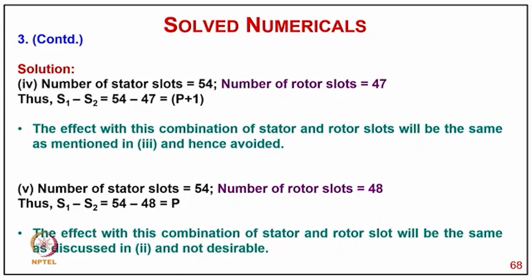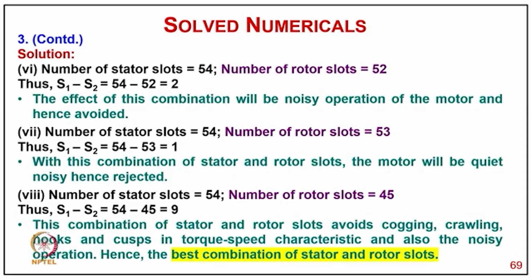Now coming to number of stator slots equal to 54, number of rotor slots 47. So S1 minus S2 comes 54 minus 47, which is P plus 1. The effect of this combination of slots will be the same as mentioned in the third, and it is avoided. Coming to the next combination, stator 54 and rotor 48. S1 minus S2 comes 54 minus 48, which is P. Thus the effect of this combination of slots will be the same as discussed, and it is not desirable.